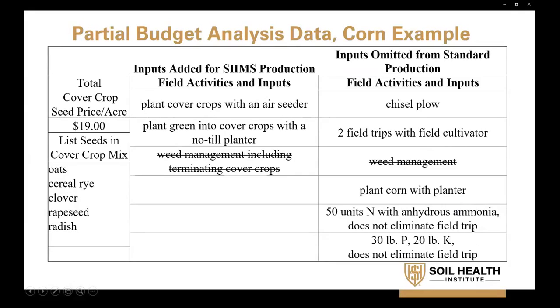When abandoning and reducing these activities, the farm began the no-till production, using these cover crop seeds. This was the cost per acre, $19 per acre for the seed. The cover crops were planted with an air seeder. And this farm example planted green, in other words, planting into the living cover crops with a no-till planter. The weed management, herbicide applications in these systems were the same. There was no change.